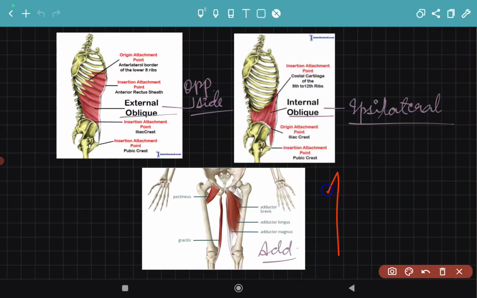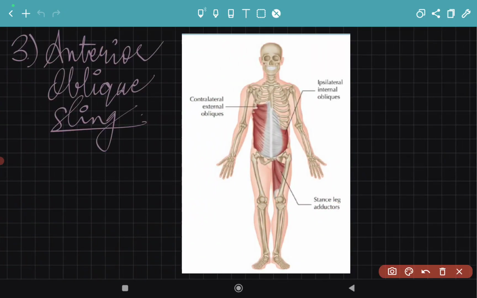Starting from down to up. So we'll be starting from down to up. So first adductors of stance leg, then of same side internal obliques, and then from here to the opposite side external oblique.